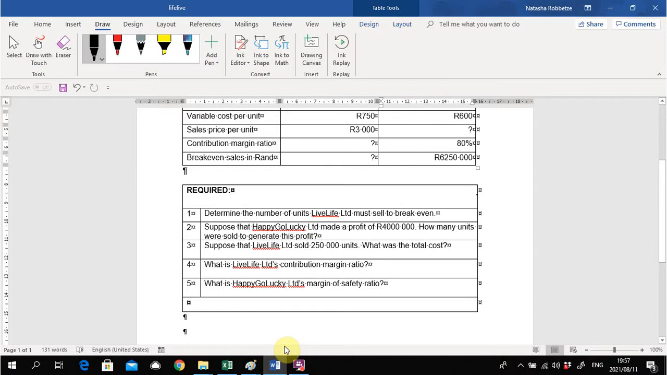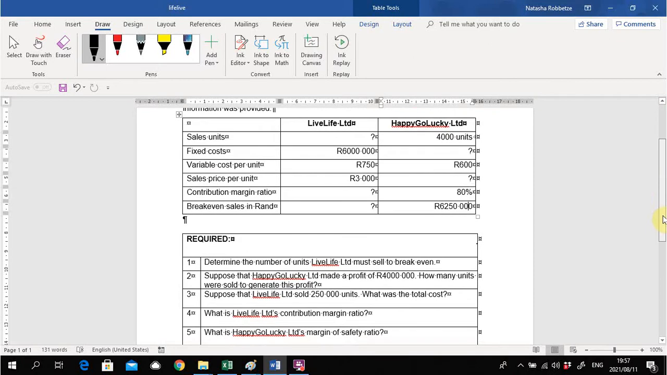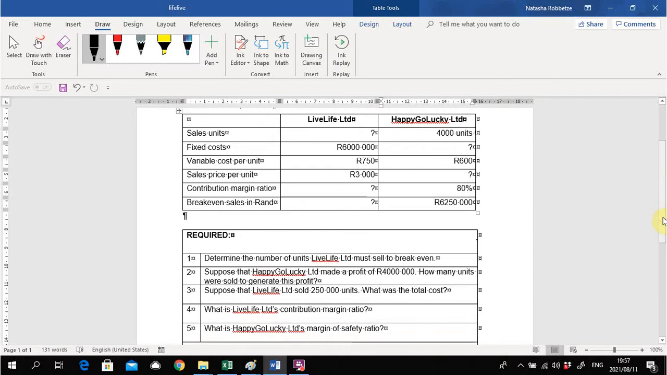If we go back to required number 2, they said, suppose that Happy-Go-Lucky made a profit of 4 million rand. How many units did the company sell to generate this profit? Okay, so let's go back to the information that was given. If I calculate profit, what do I need to calculate profit? I need my sales price and I need my fixed cost. So there's two things that I need to go and calculate.